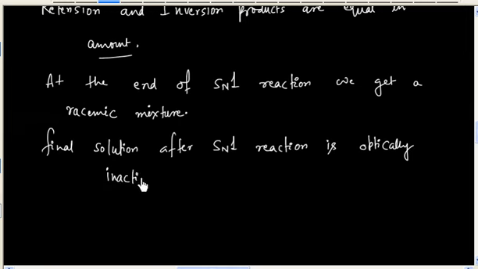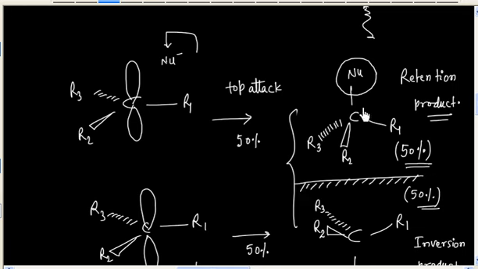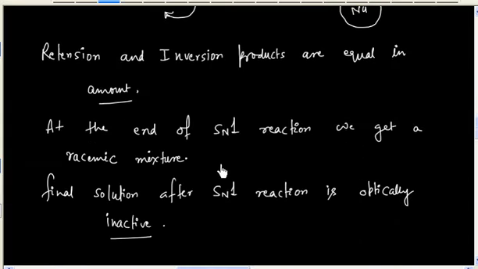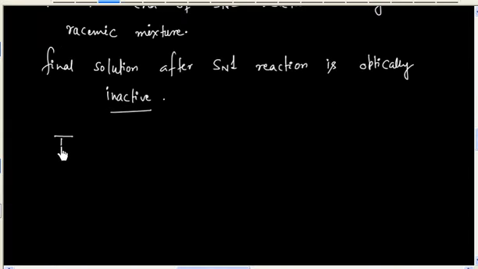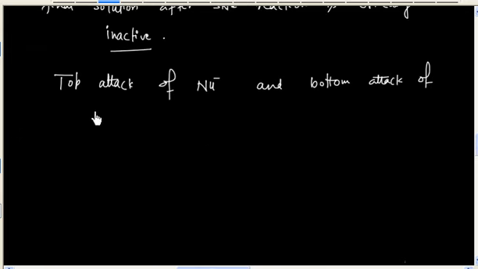And this is because we have 50% top attack and 50% bottom attack. So we are assuming that there is a 50% top attack and 50% bottom attack. Actually this is not the case. Top attack is less and bottom attack is more. But for the time being we will assume that top attack and bottom attack of nucleophile is equally likely.